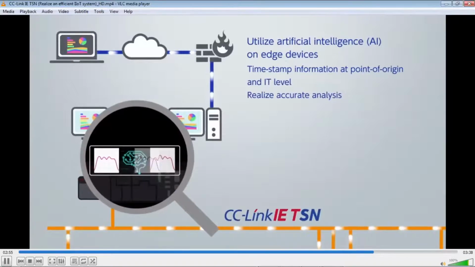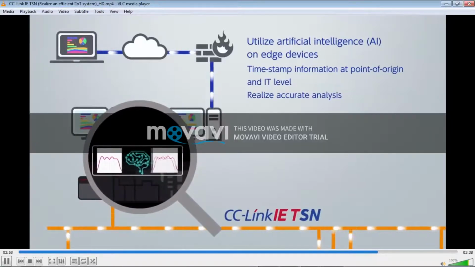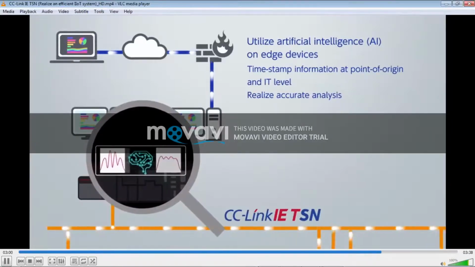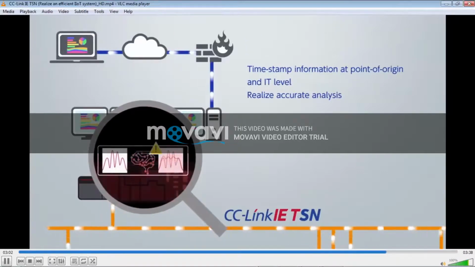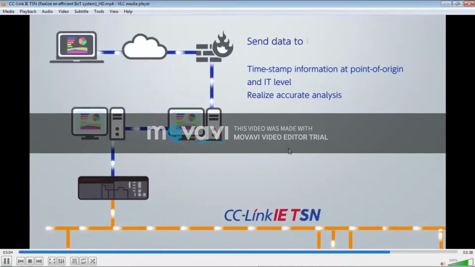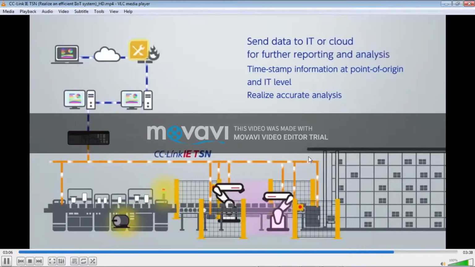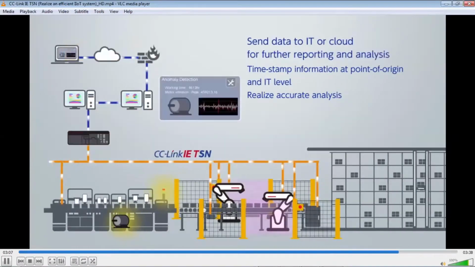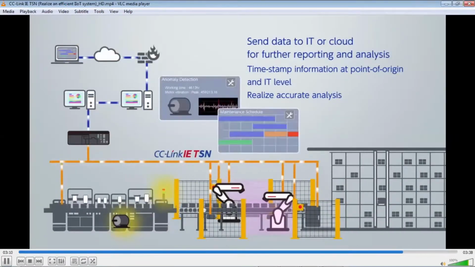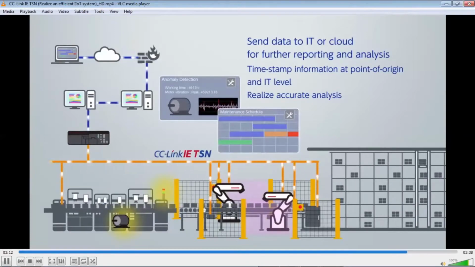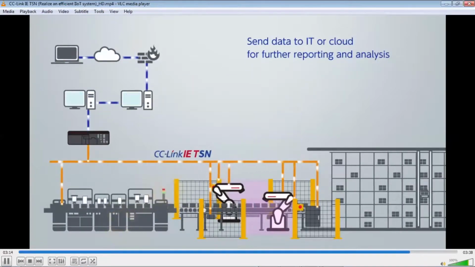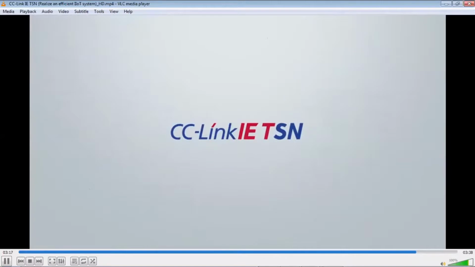So this is data analytics. The different production data, everything can be monitored and remotely accessed for the improvement of the production. So this is IETSN.